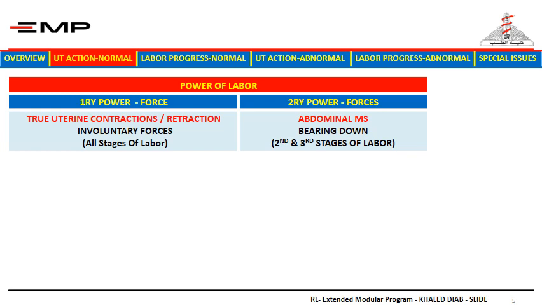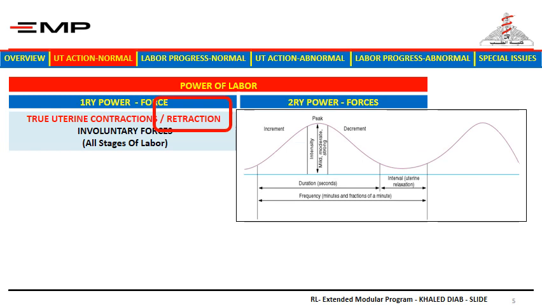As shown, primary power of labor is the true uterine contraction and, more important, uterine retraction, while secondary power is related to the abdominal muscles. The following figure shows a contraction cycle.